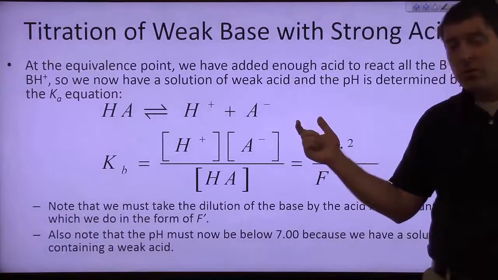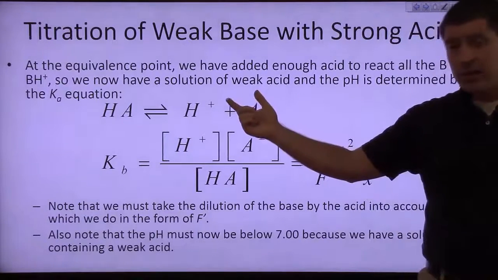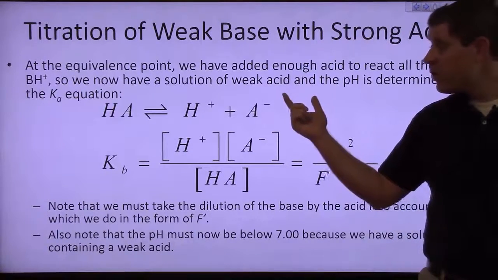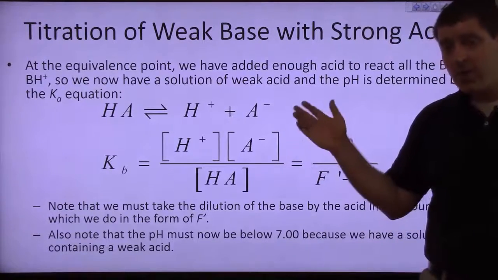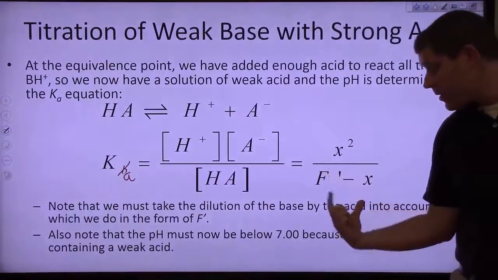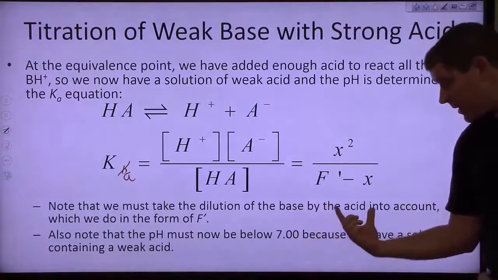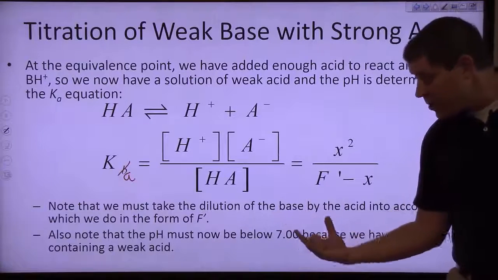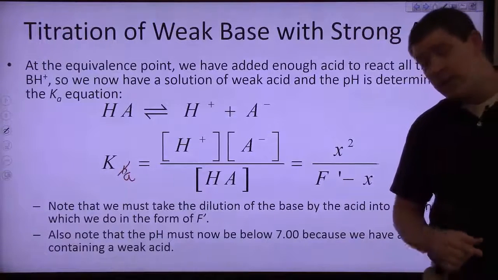Now at the equivalence point, we have added enough acid to convert all of our B, our base, into BH+, the protonated form, that is the conjugate acid, and therefore we now have a solution of weak acid, and the pH is then determined by the Ka equation, the acid dissociation reaction. This should be a Ka here. So the Ka is equal to x squared divided by F prime minus x. And note that we must take the dilution of the base by the acid into account, and we do it in the form of this F prime. Also note that the pH must now be below 7.0 because we have a solution that contains a weak acid.